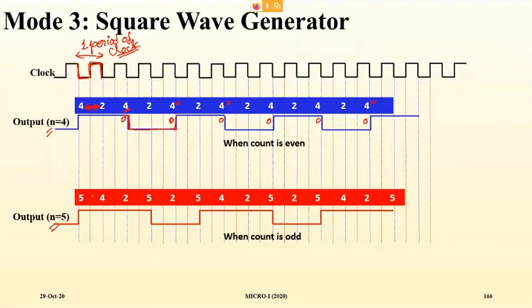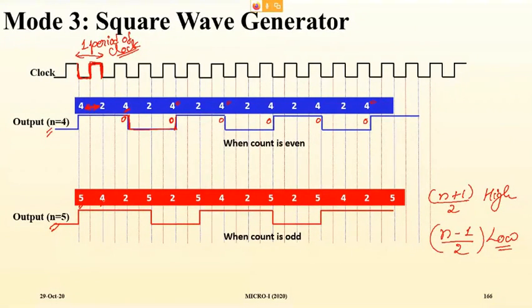Now when we are loading an odd count, when we are having n equal to 5, you can see with each period the count goes low by 2. But because we are loading it with an odd number, it will remain high for (n plus 1) by 2 time periods, and low for (n minus 1) by 2 periods. So you can see it jumps from 5 to 4, which is n minus 1, to manage that n plus 1 kind of thing.